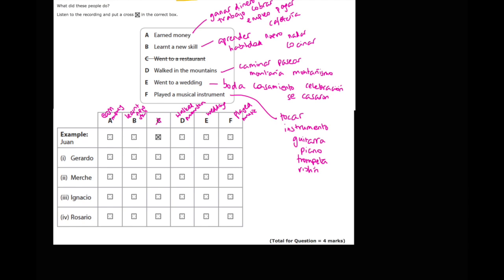Question 7. Part 2. Aquí Merche. Soy miembro de una orquesta y el sábado hubo un concierto.